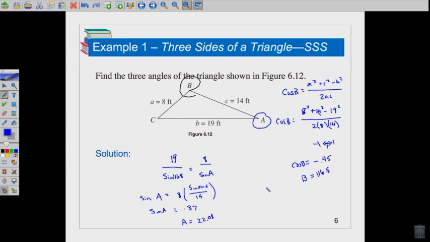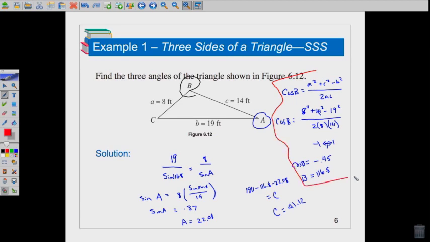And from that point, I don't have to use law of cosines anymore. I don't have to use law of sines anymore. All I have to do is say 180 minus 116.8 minus 22.08 equals, which one have I not done? C? C. Fantastic. So when I actually evaluate that, C equals 41.12.